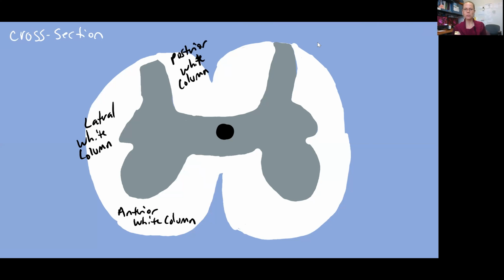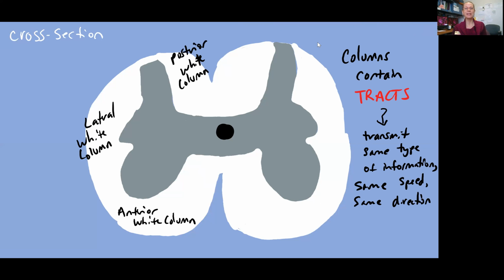Now columns by definition contain tracts. Tracts by definition are bundles of axons that transmit the same type of information at about the same speed and the same direction. So when we talk about direction, we already talked about information from the body is going to ascend up to the brain. Information from the brain will descend down the spinal cord, and then, of course, out to the body.